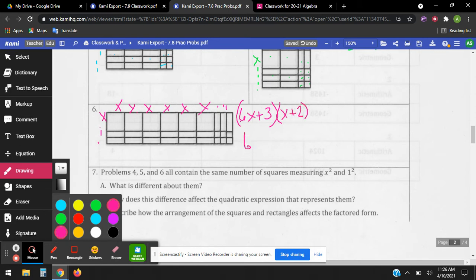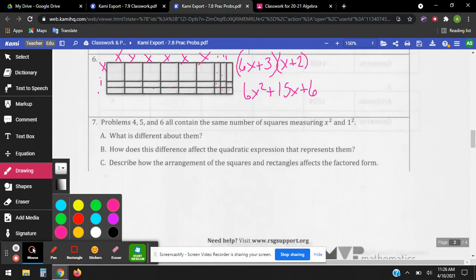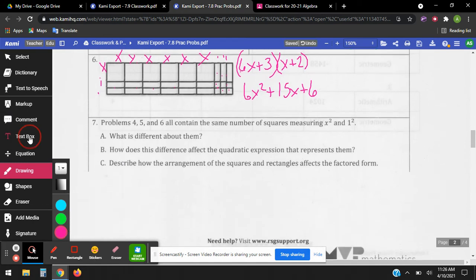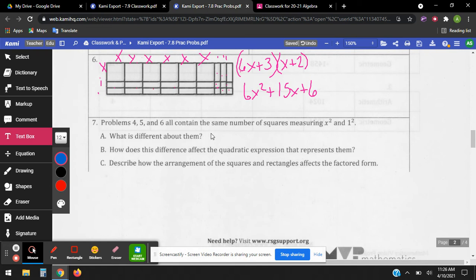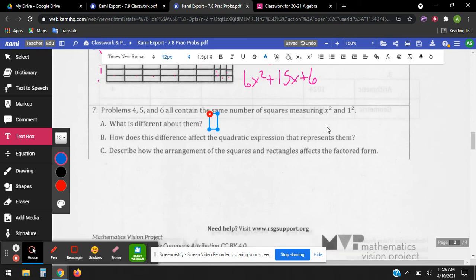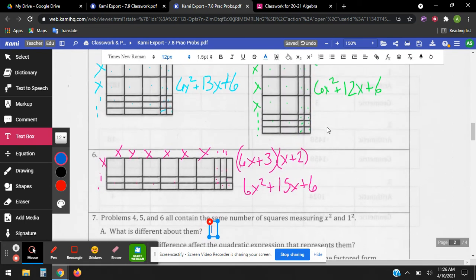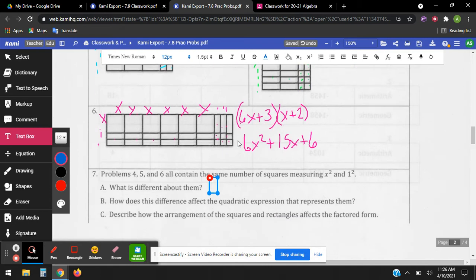And that gives me 6x squared, plus 2, 4, 6, 8, 10, 12, 13, 14, 15 x's this time, plus 6 ones. All right, so all these that we just did contain the same number of squares measuring x squared and 1 squared. What's different about them? They all have 6x squared. They all have plus 6 for my c. So what's different? Well, the way they're arranged, right?